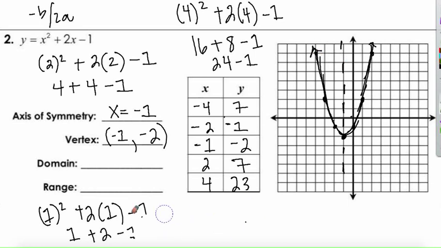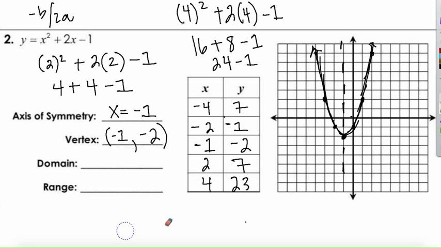We've got to do our domain and our range. So again, our domain is the boundaries on x, and unless a parabola is not a function, like any time a parabola faces up or down, your domain's always going to be the same. It's always going left forever and right forever.